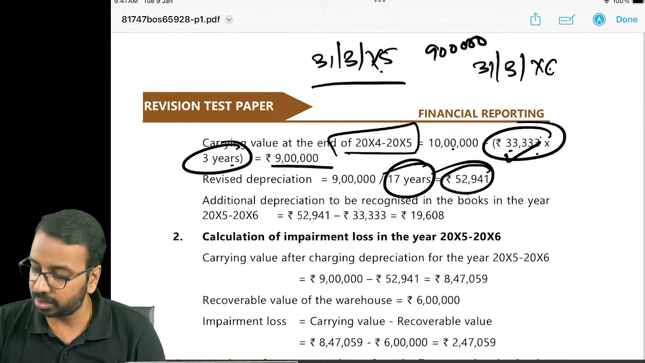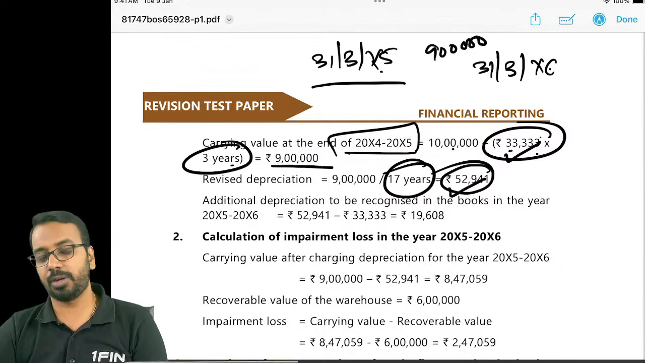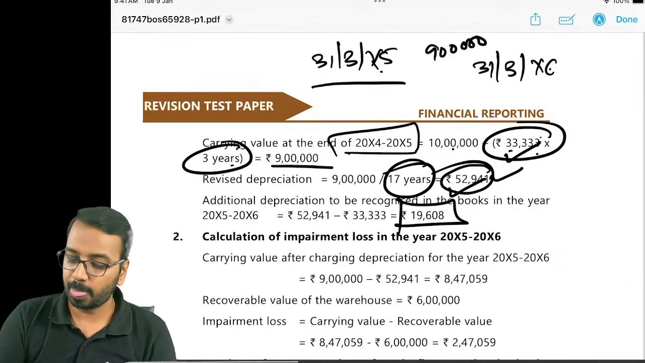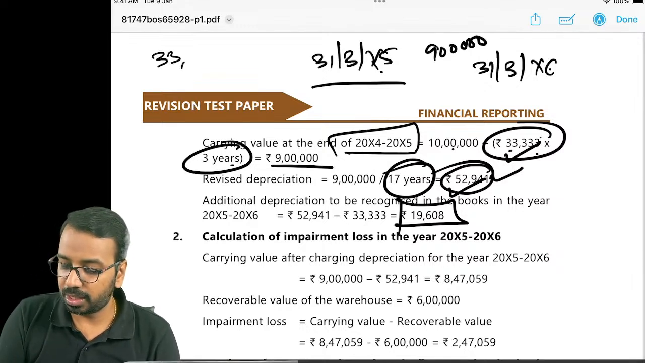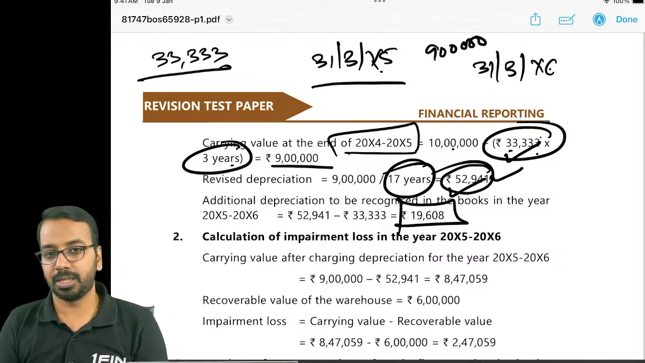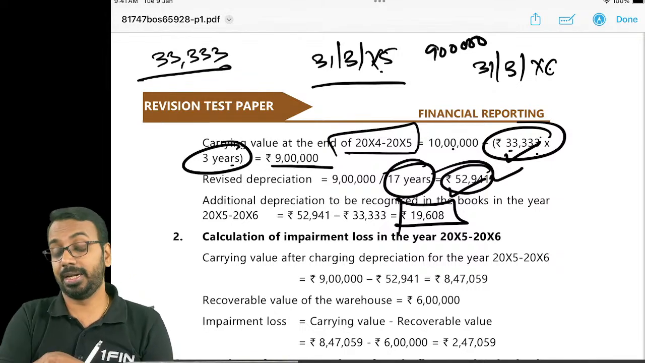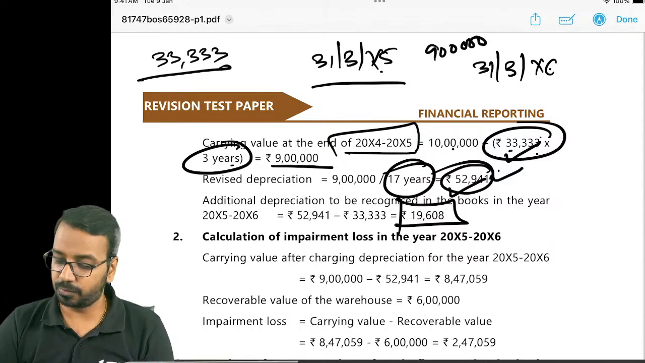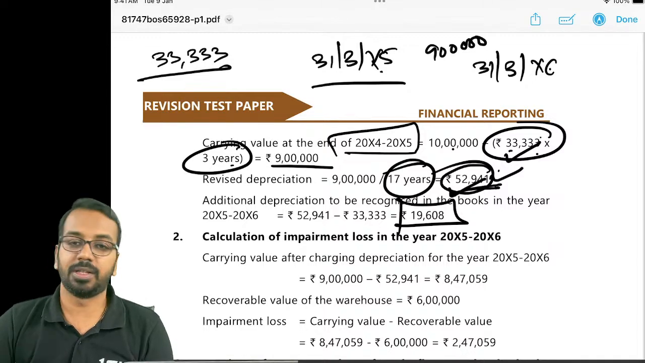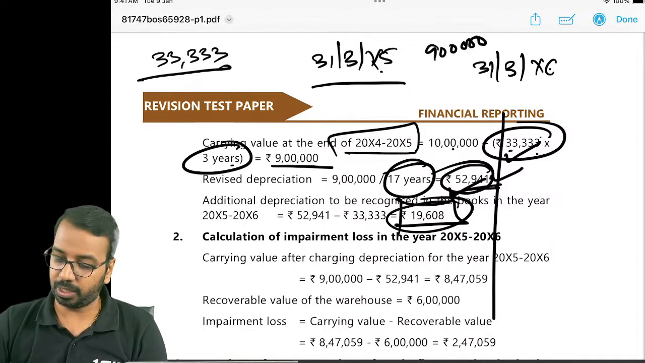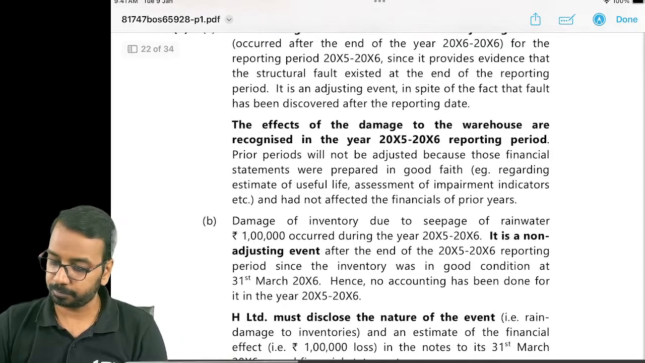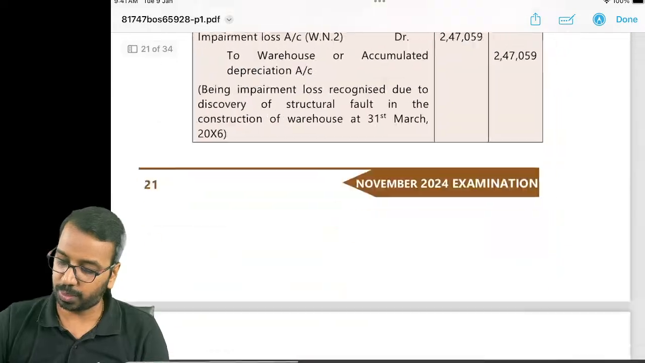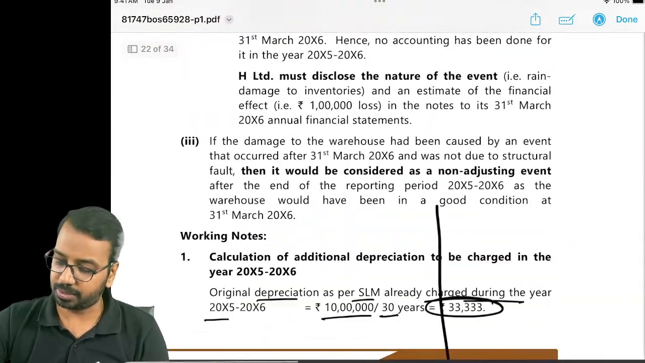We were charging only 33,333. Now we need to charge 52,941. The difference 19,608 should be provided. I am repeating once again. In the year we have charged already 33,333 of depreciation. Because the year has already ended, revised depreciation after considering revision in the estimated useful life is 52,941. So the difference has to be provided, 19,608. So additional depreciation 19,608.